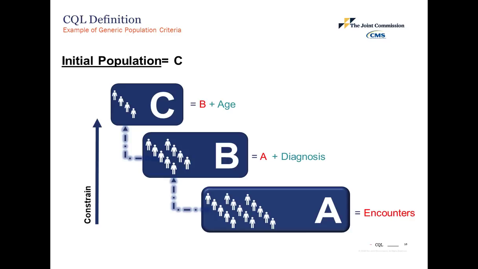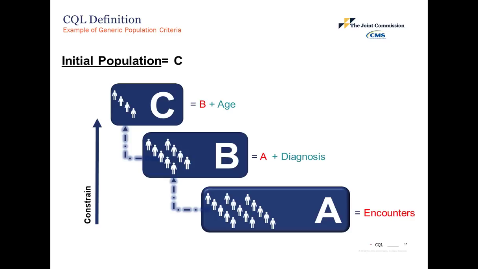So, looking at the diagram, the definition we're building is the initial population, which is defined as C. Now remember, each block then represents a definition, and each definition has a name and logic to represent a population parameter. So in block A, this is looking for a specific encounter type. For example, an inpatient or an ED encounter. You'll also want to note that A is the largest block to represent the largest patient population.